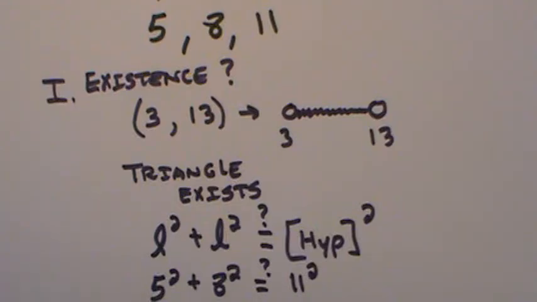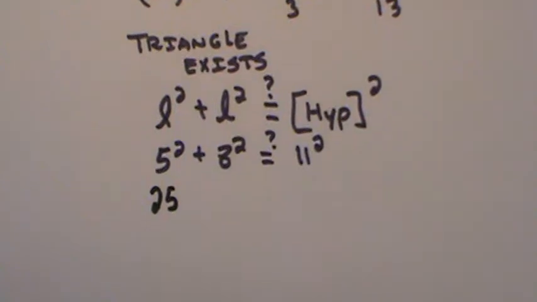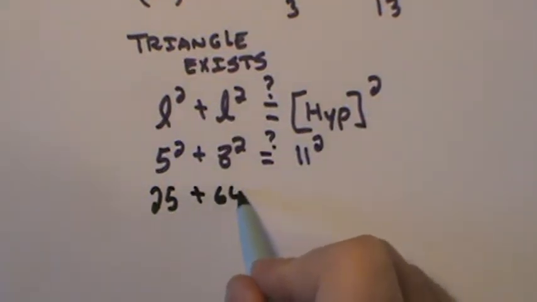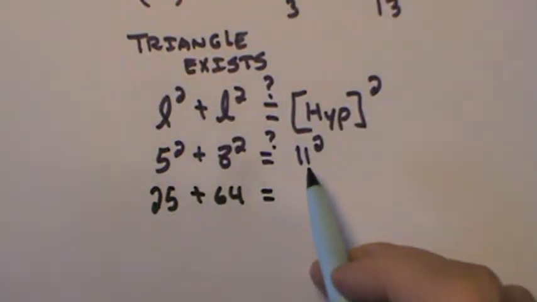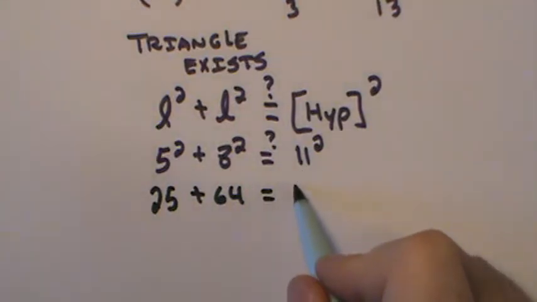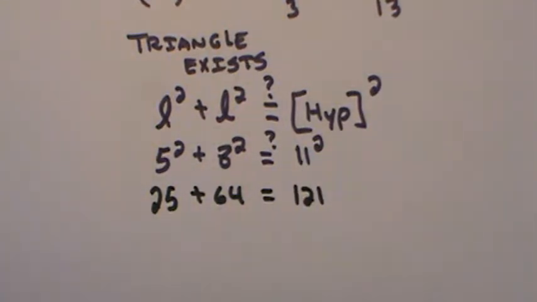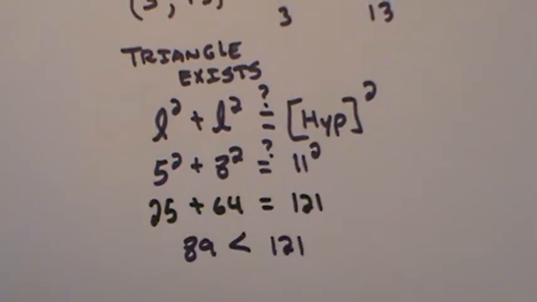So if we square 5, we get 25. And if we square 8, we get 64. And we're questioning, how would that be related to 121? So of course, if we add that up, we get 89. 89 is smaller than 121.